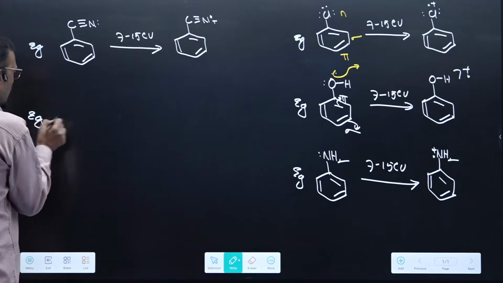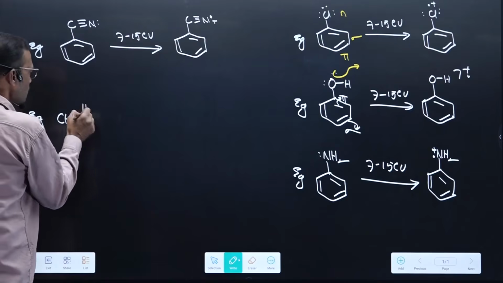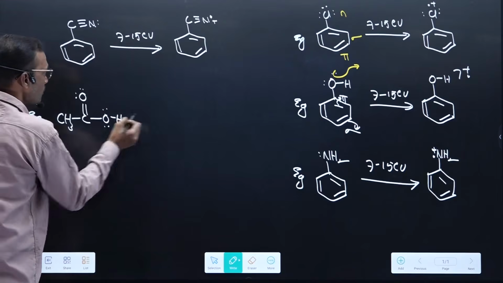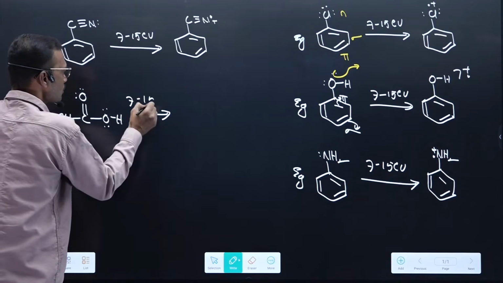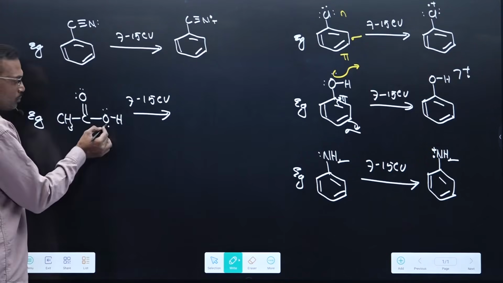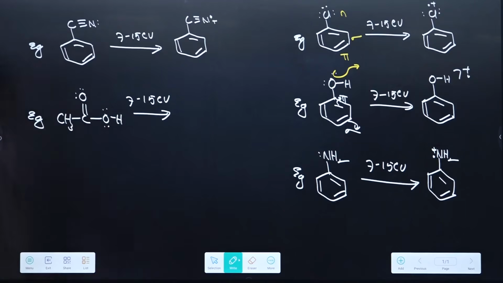Suppose a molecule has CH3 C double bond O and this is OH. Here 4 lone pairs of electrons are present, 7 to 15 electron volt. So from where will you remove the electron? Be careful with this. Will you remove the electron from OH or from oxygen? Which one will you remove?